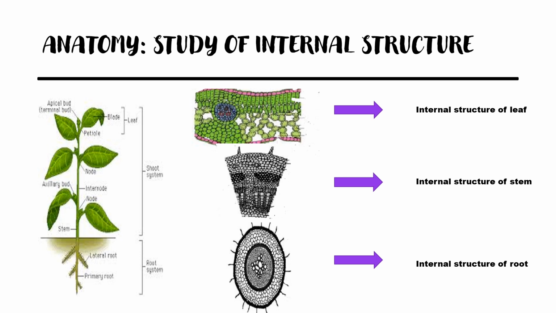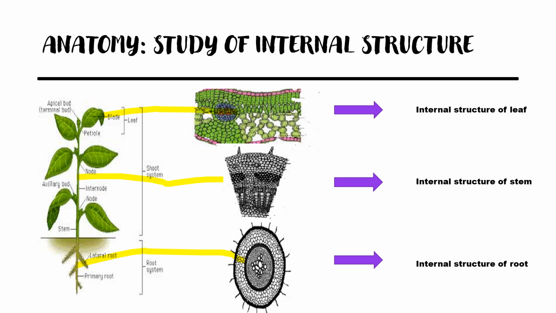What we see is that they look different from each other. What I have taken here is the internal structure of a root. Here I have taken the internal structure of a stem, and here I have taken the internal structure of a leaf. They look quite different from each other. Why do they look different? Because the arrangement of the tissues is different.